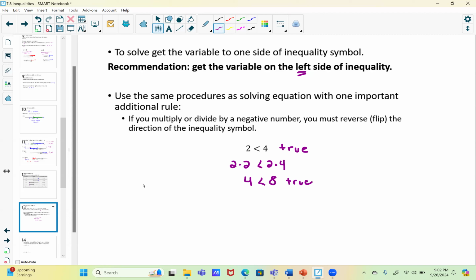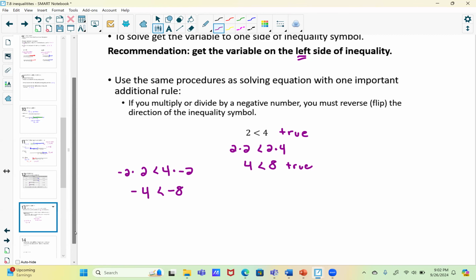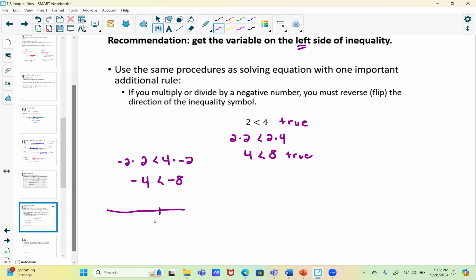And if I have 2 is less than 4, again, if I multiply by a negative number, so if I multiply both sides by -2, and I'm multiplying both sides because we're thinking like an equation and we have to keep it balanced. What you do to one side, you have to do to the other. I get -4 is less than -8, and that is not true. Again, think about a number line. Here's -4. Here's -8. So -8 is less than -4. And so if I multiply by a negative, it makes the inequality not true.